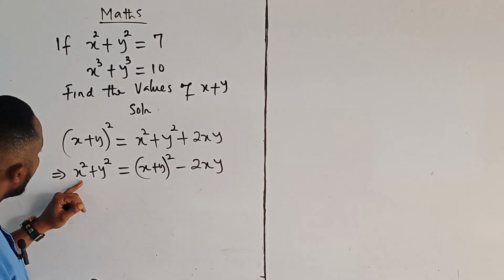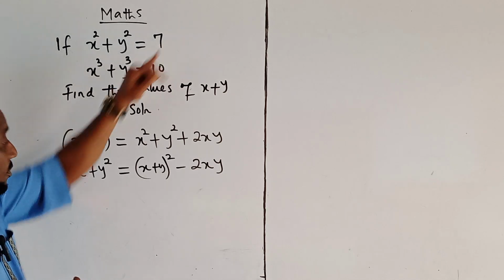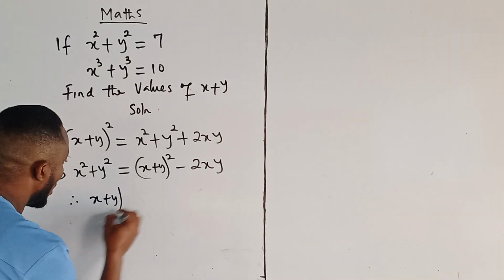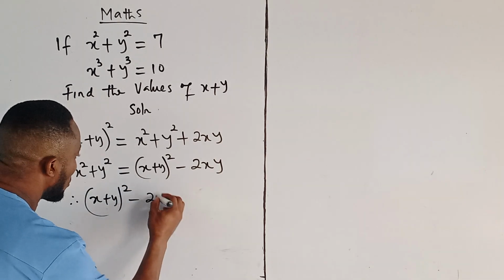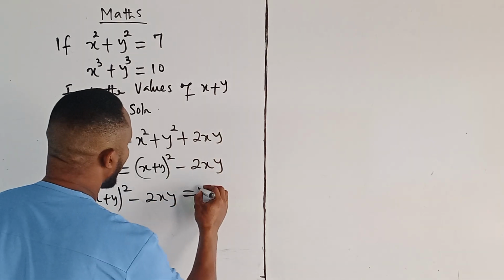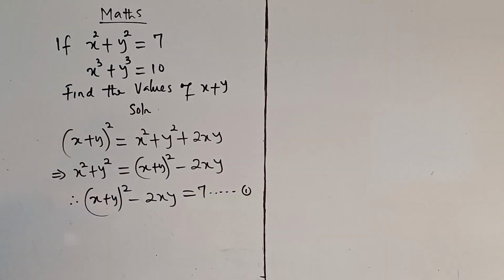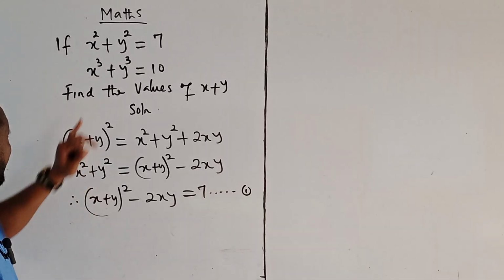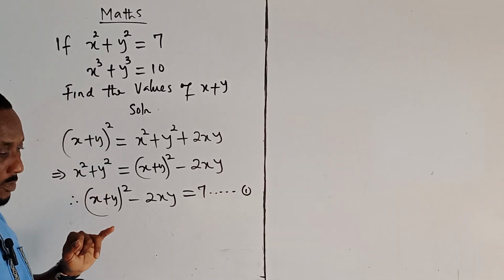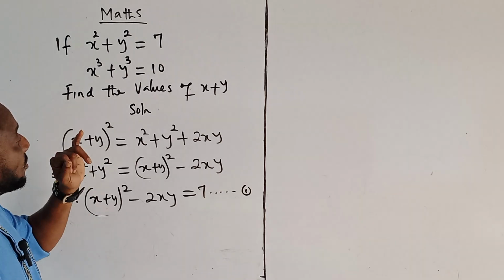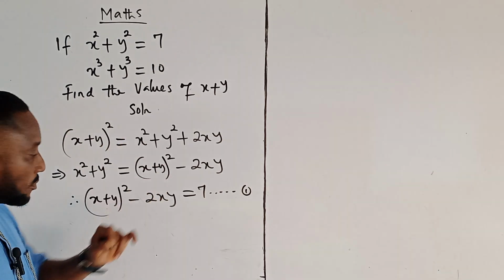Now, since x squared plus y squared is equal to 7, I can then write this equation as x plus y all squared minus 2xy equal to 7. This is our equation number 1. I will do the same for the second equation here. x cubed plus y cubed. Okay, this is a sum of cubes. I will need to look for the cube of a sum.